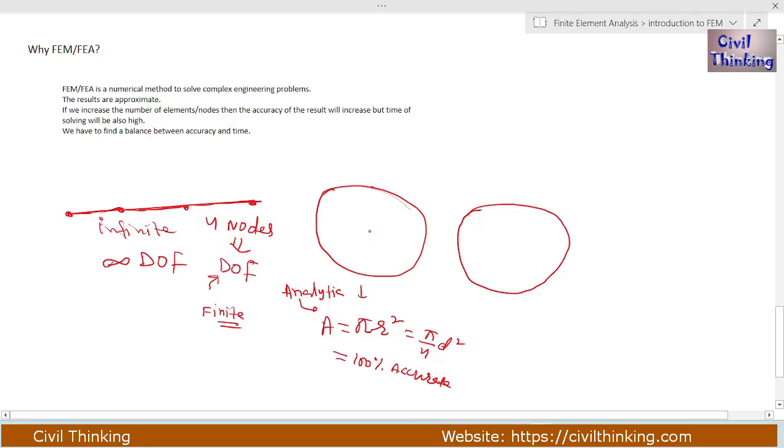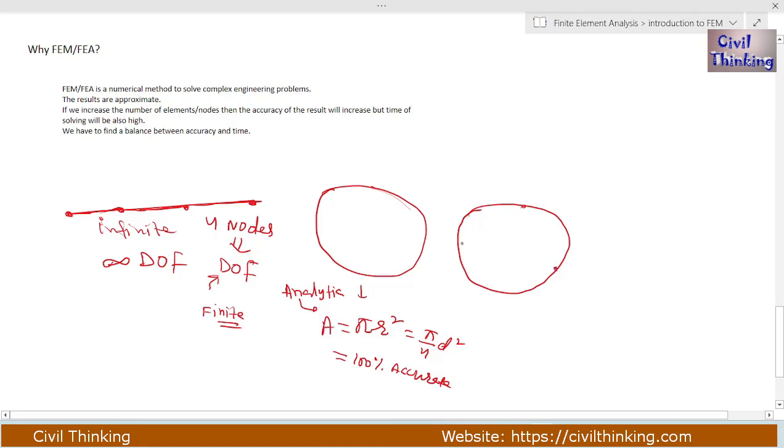Now this is the circle, and analytically we found the 100% accurate area, right? Now how do we do it in ANSYS or Abaqus or the finite element method? Okay, so what we do is something called discretization. We convert it into a mesh. We will not go into meshing right now, but the thing is that we will divide it. That is what's known as meshing.